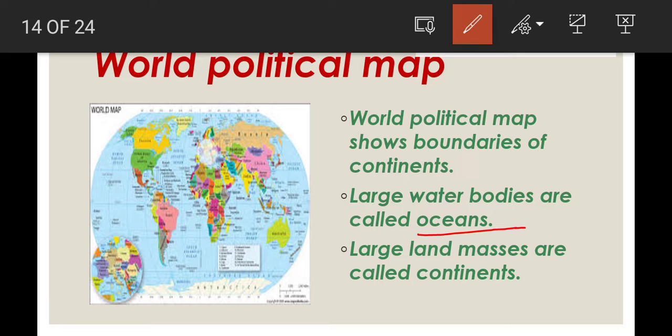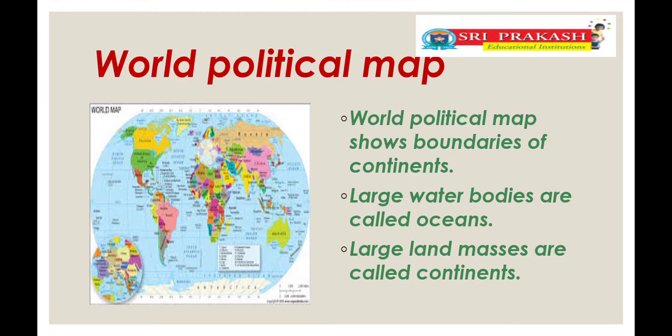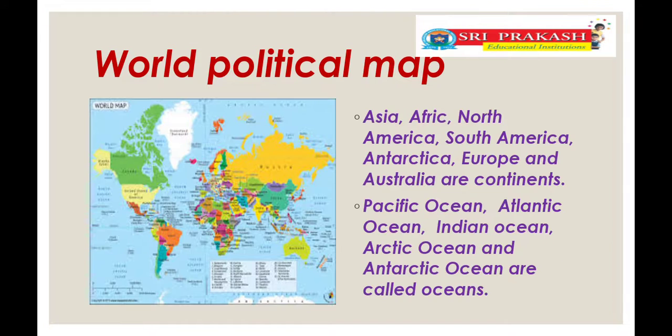These are the oceans. And the large landmasses are called continents, children. How many continents are there, children? In total we have 7 continents. What are the continents, children? Asia, Africa, Europe, North America, South America, Australia, Antarctica. So these are the continents. Okay, children? Then we go with another slide.